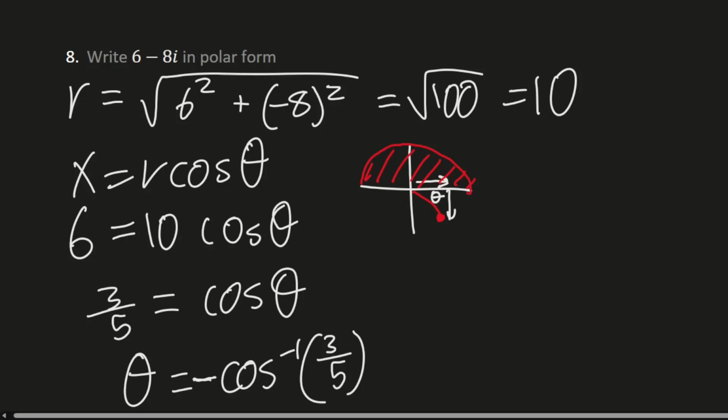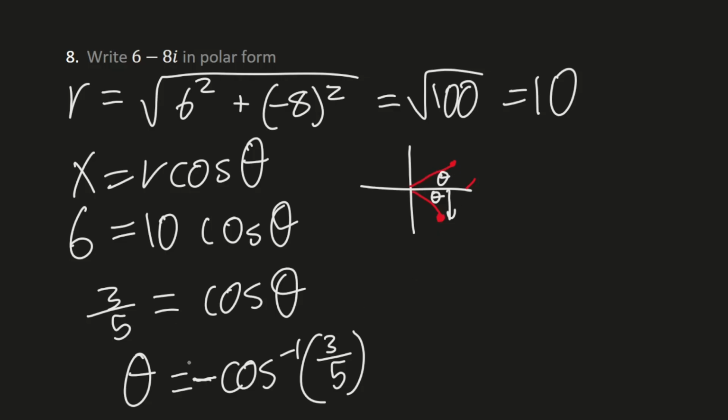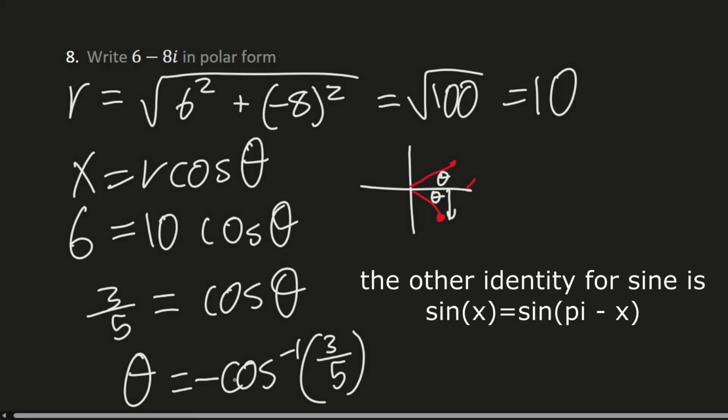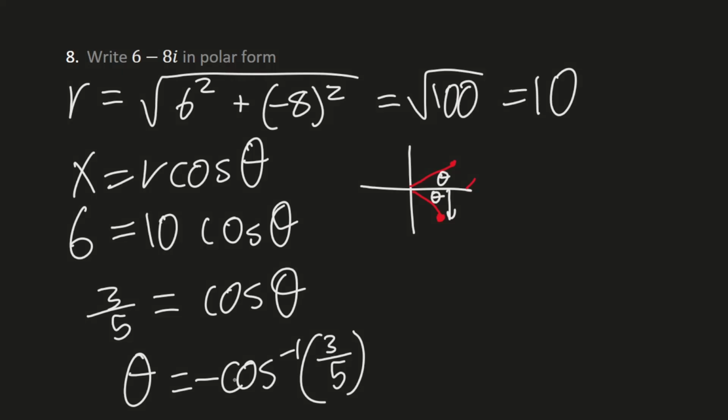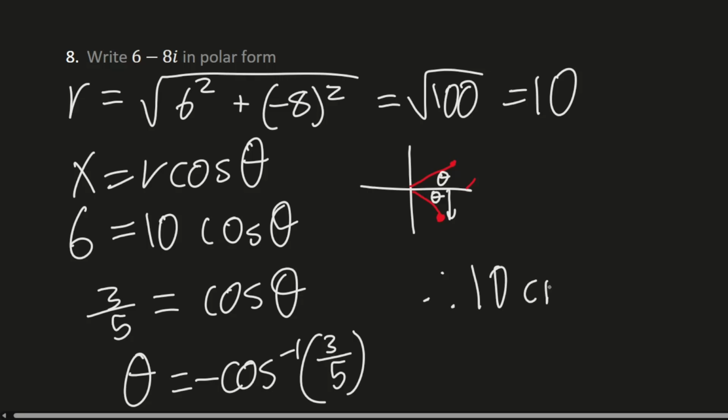And so what evaluating inverse cosine of 3 over 5 will give us is actually going to be this angle in the first quadrant here. But we want the angle of that but reflected over the x-axis, and so we have to put a negative there. Okay, so once we have that, we can write this as 10 cis of negative inverse cosine of 3 over 5.